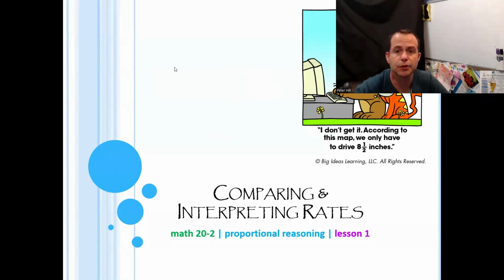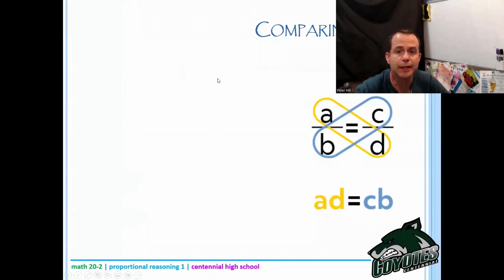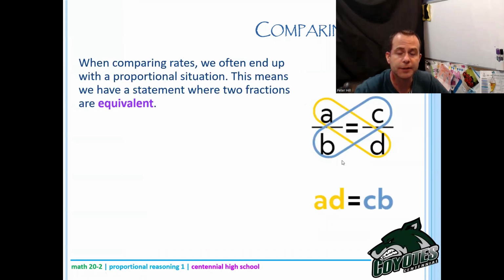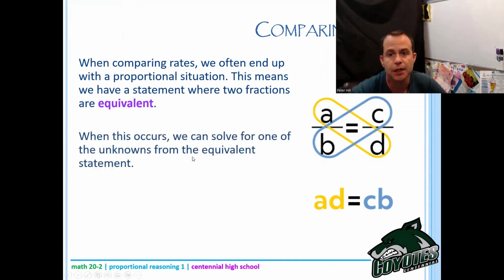Cool. Let's take a look at this then. So when comparing rates, we often end up with a proportional situation. This means we have a statement where two fractions are equivalent. That means there's a fraction equals a fraction there, okay? When this occurs, we can solve for one of the unknowns from the equivalent statement.